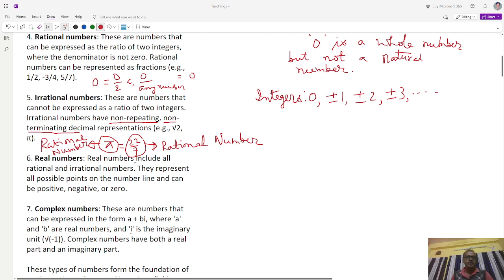Real numbers. Real numbers include all rational and irrational numbers. They represent all possible points on the number line and can be positive, negative, or zero. These are the real numbers. Real numbers are those which can be represented on the number line.